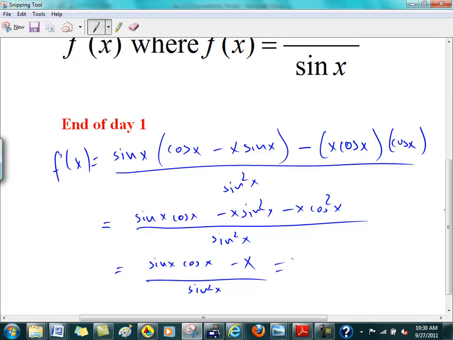And if you want to simplify this perhaps further, that would become cosine over sine, which would be cotangent x, minus x CSC squared x. So that would be the final answer.